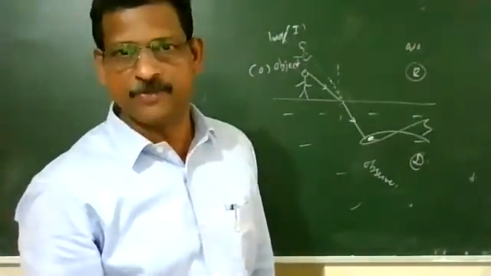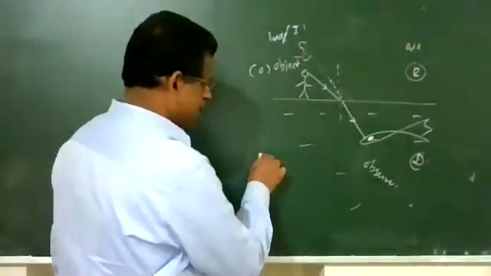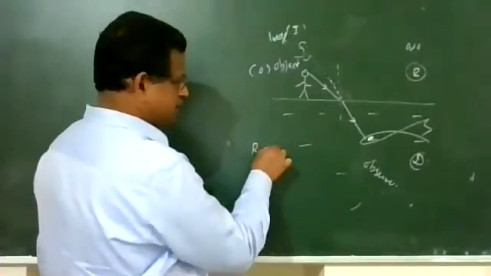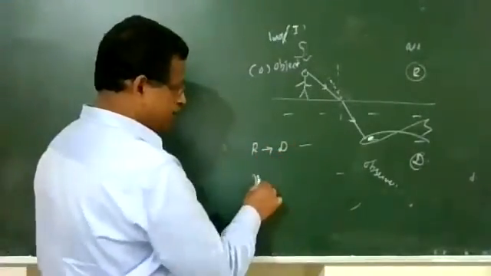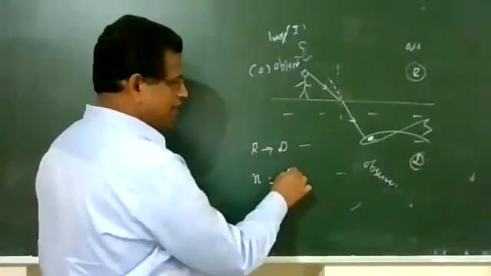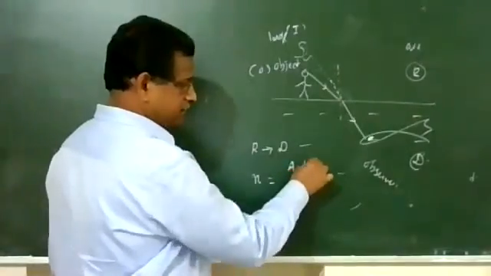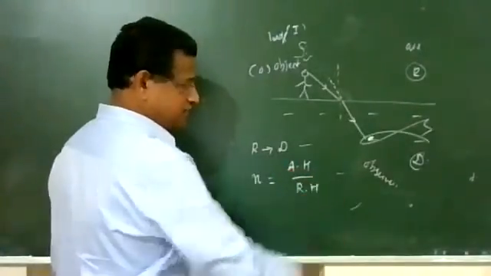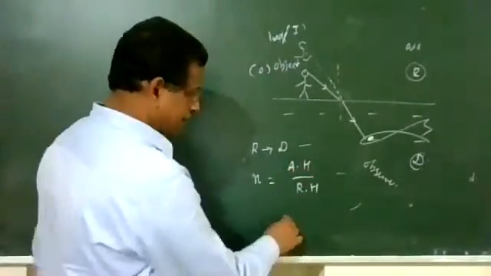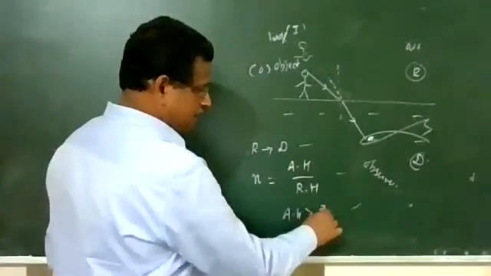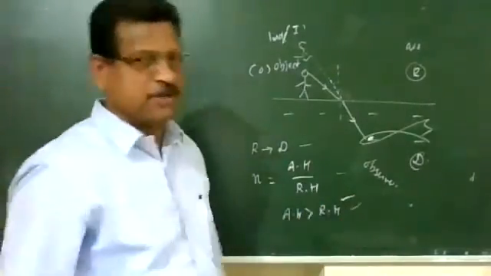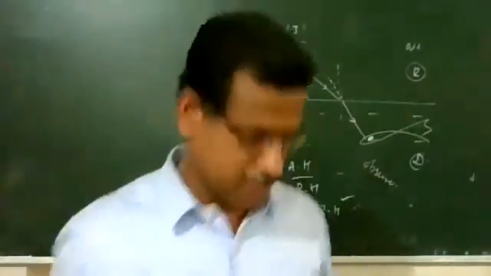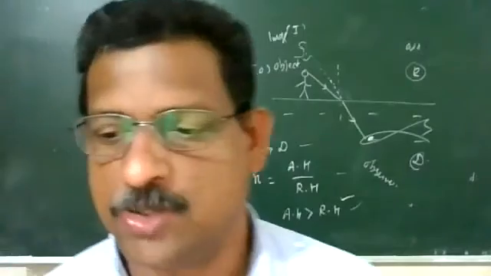The diagram is here. The equation you can write. Here, refraction is from rarer to denser. Refractive index equals apparent height divided by real height. So apparent height is greater than real height. Therefore, the fisherman appears taller.